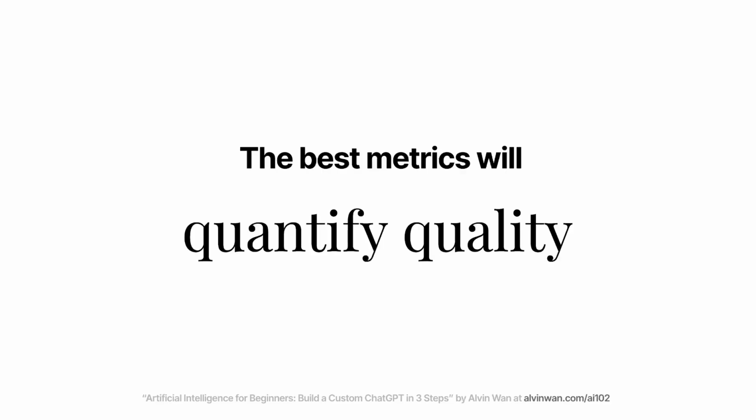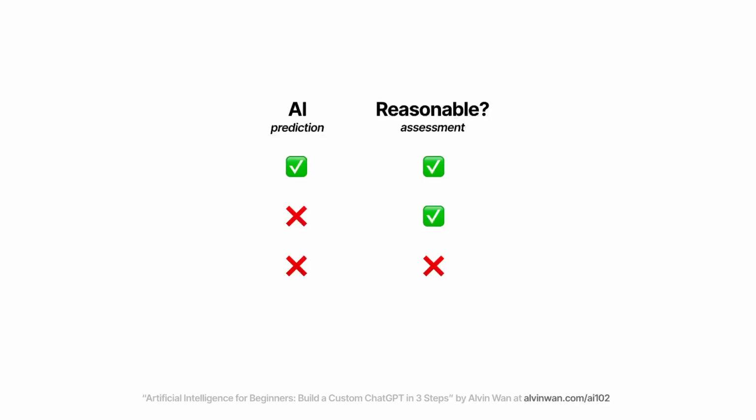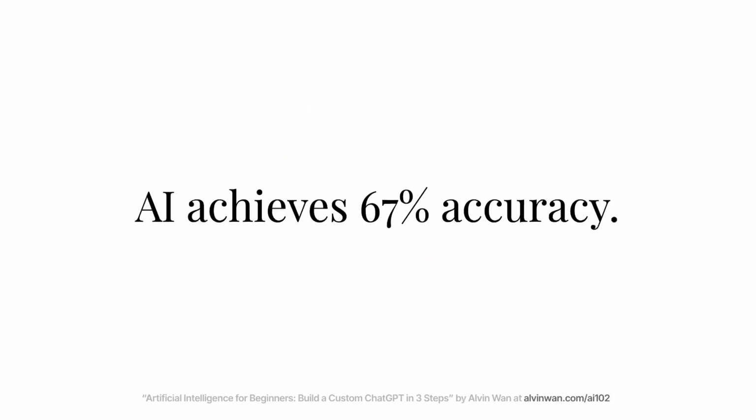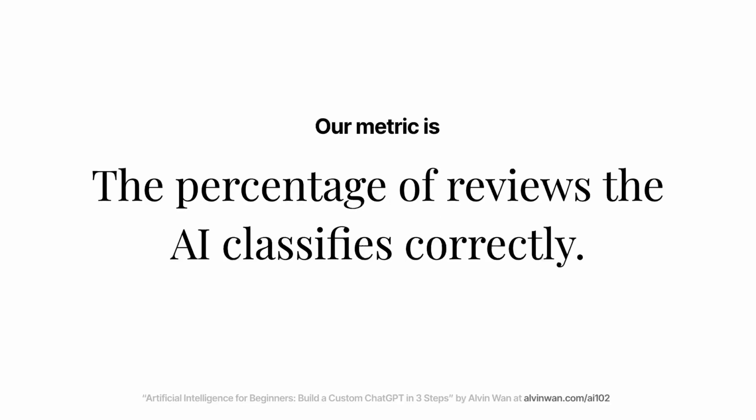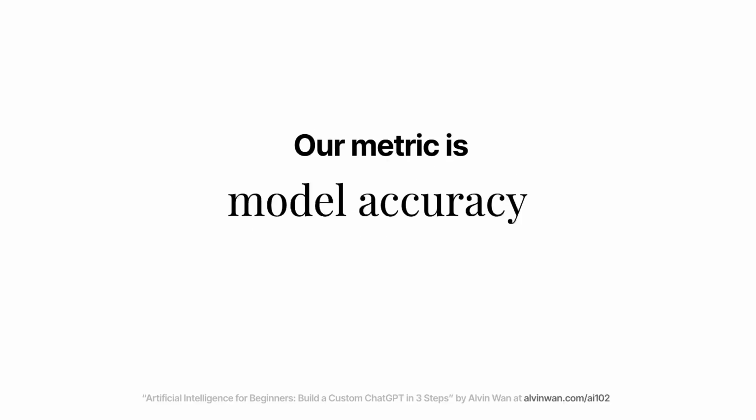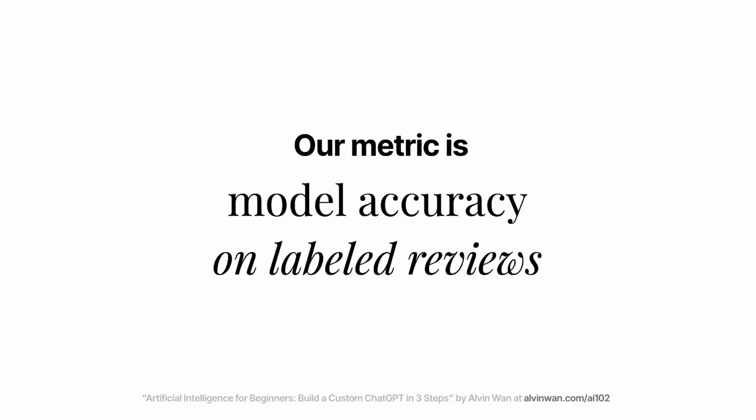However, the best metrics will quantify quality, so let's be more specific. Back to our scorecard, we found the AI correct 2 out of 3 times. So we say that the AI achieved 67% accuracy. Now, your metric is the percentage of reviews that the AI classifies correctly. Said more succinctly, our metric is model accuracy on reviews that we've labeled as true or false. True if the review deducted stars for non-food reasons.